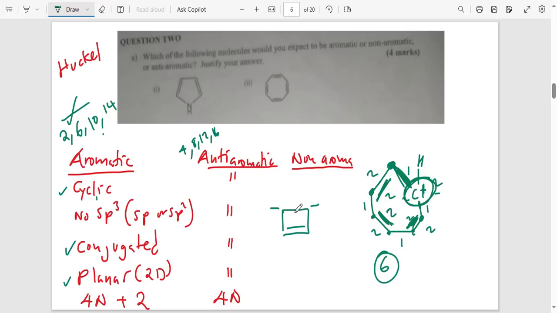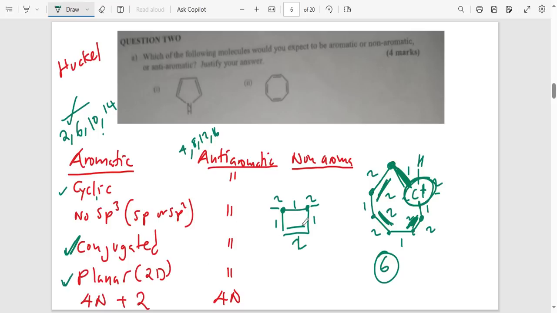Negative charges represent unhybridized p orbitals, meaning that this will represent more like a double bond, even this will represent more like a double bond. So you have got double bond, single, double bond, single, double bond, single. So that obeys the conjugated. So this molecule is conjugated. And this is planar, like it's in a plane, it's in a 2D shape.